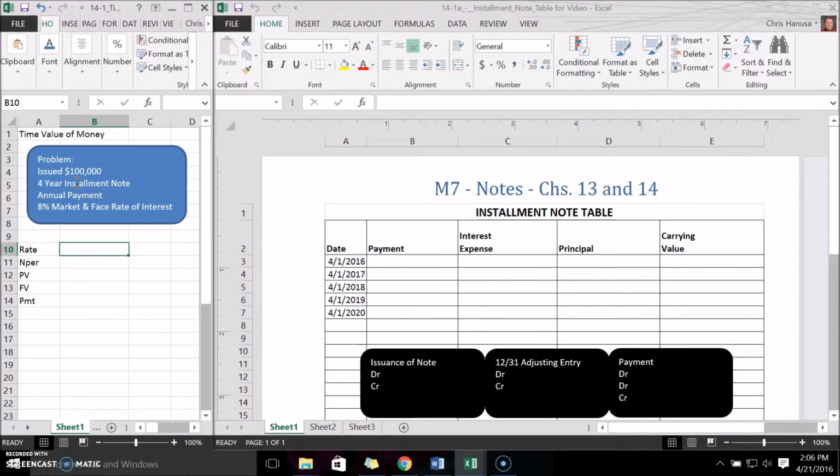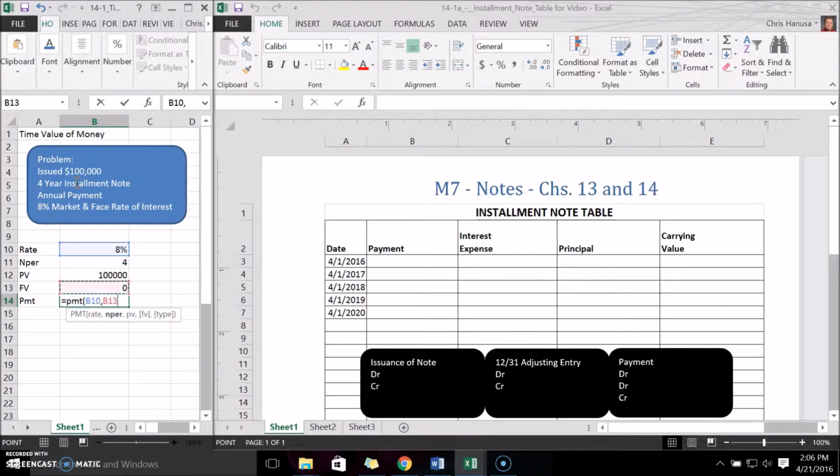We will have to make annual payments on the note, and we will have an 8% market and face rate of interest. So the first thing we need to do is use our little time value calculator over here in order to figure out the amount of the payments we must make each period. So let's put in the information we know. We know it's an 8% rate. We know that we are going to make 4 payments, so the number of periods is 4. We know the present value is $100,000. We know the future value is eventually going to be 0, and so we need to calculate the payment.